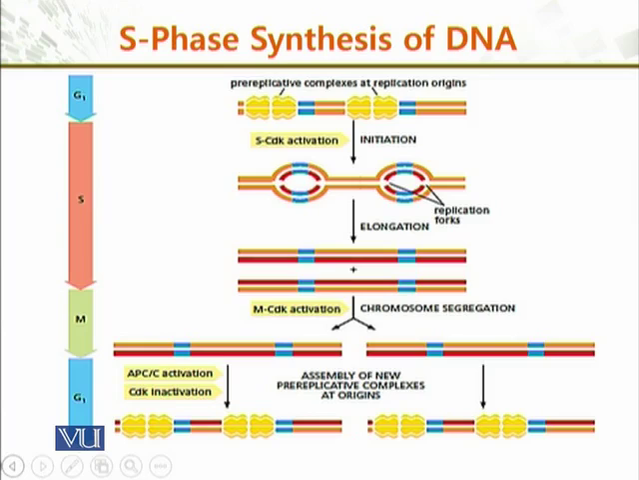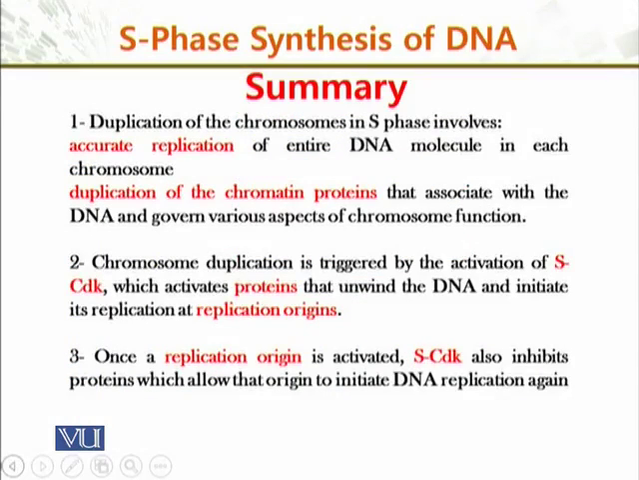The different initiation, elongation, and M-CDK activation and chromosome segregation steps are shown. In summary, what we have discussed today is that the duplication of chromosomes in S phase involves accurate replication and duplication of chromatin proteins, and the chromosome duplication is triggered by the activation of S-CDK, which activates the proteins.